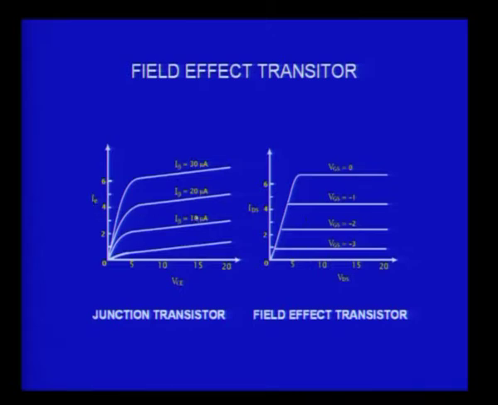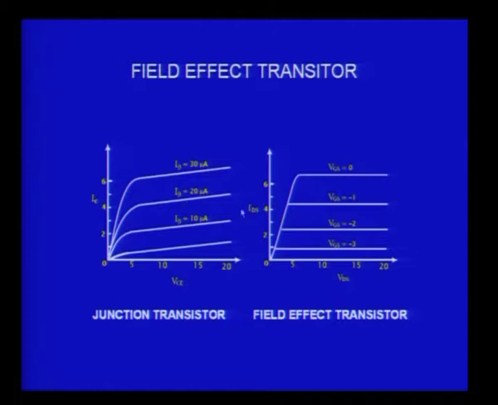So, you can see the similarity between the two graphs, but the change is that here it is for different IB, because it is a current control device. IB is equal to 30, IB is equal to 20, IB is equal to 10, etc. Here it is a voltage control device. Therefore, you have VGS equal to 0, VGS equal to -2, etc.